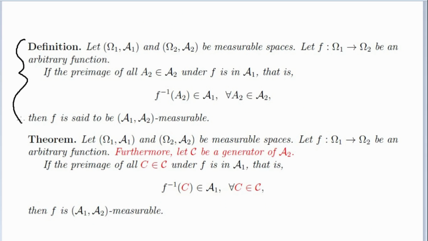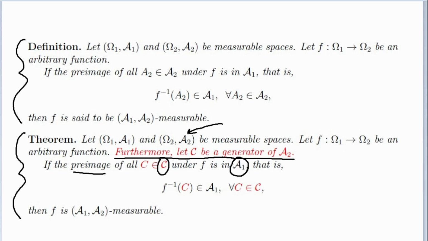So this here is just the definition we just talked about above, and this theorem is what we want to prove in this video. Here we have an additional point of information. We know that the set C is a generator of the sigma algebra A2. We didn't have that information up here with the definition. And all we're going to have to do to prove the measurability of f is just to test for each element of C if the pre-image under f is in A1. So now we're only having to test the elements of C instead of all of the elements of A2.